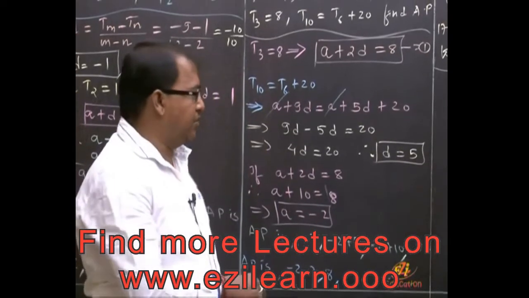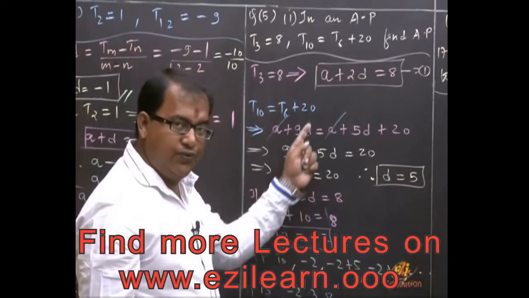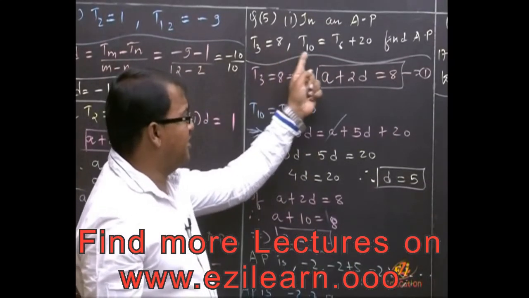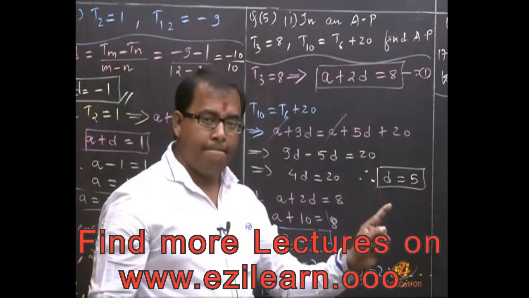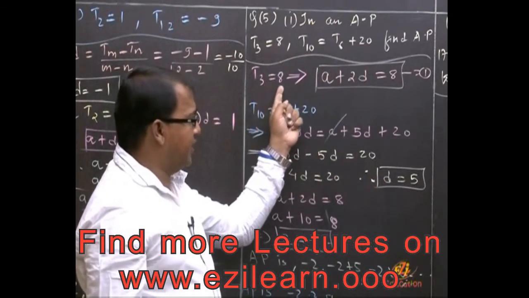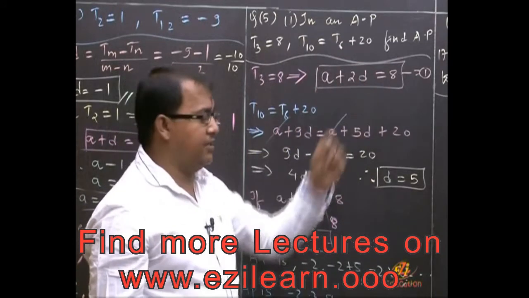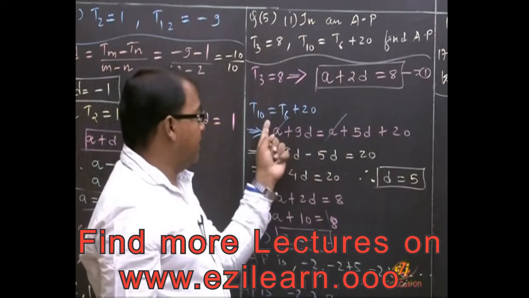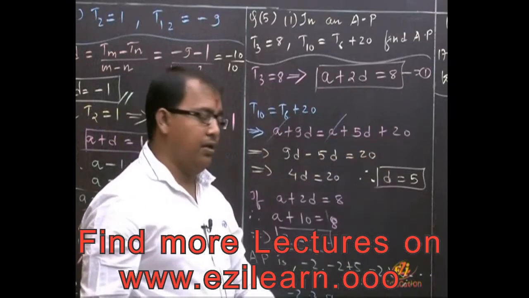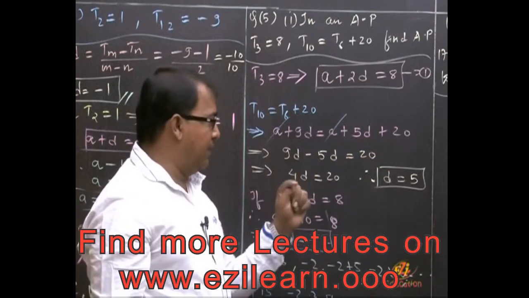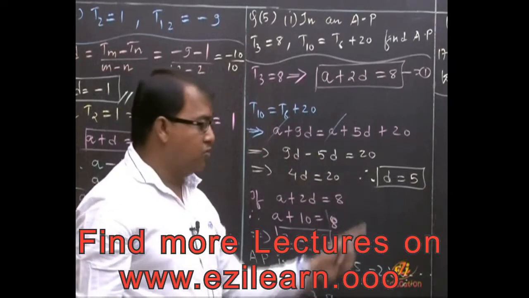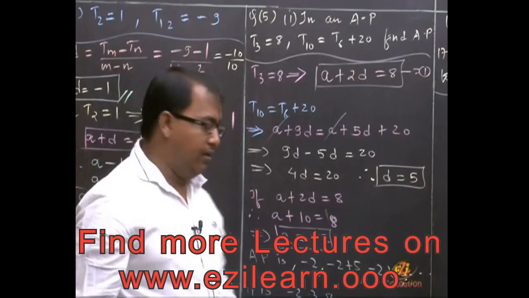One last time revision. Friends, the sum starts with two different things. It starts with one data, T3 as 8 and T10 as T6 plus 20. So, first you will focus yourself on T3, that is the third term is 8, so A plus 2D is 8. Next, T10, A plus 9D is equals to T6, A plus 5D plus 20. On both the sides, A and A will be cancelled, 9D minus 5D is 20, so 4D is 20, so D is 5.